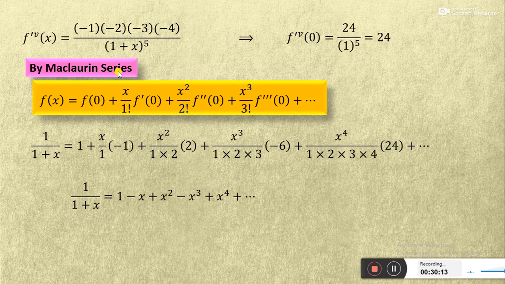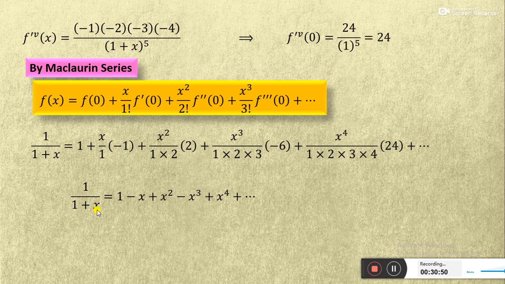Therefore by the Maclaurin series, this is the formula: f of x equal to f of 0 plus x by 1 factorial into f dash of 0 plus x square by 2 factorial into f double dash of 0 plus x cube by 3 factorial into f triple dash of 0 plus etc. So now I substitute: f of 0 value is 1 plus x by 1 factorial, f dash of 0 value is minus 1 plus x square by 2 factorial, f double dash of 0 value is 2 plus x cube by 3 factorial, f triple dash of 0 is minus 6 plus x power 4 by 4 factorial, f fourth dash of 0 is 24 plus etc.